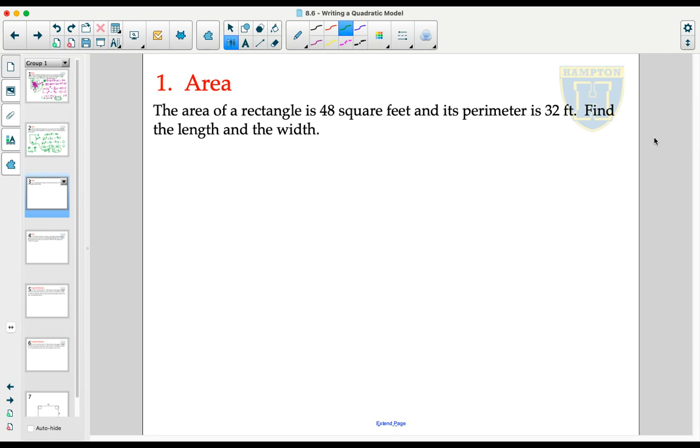The area of a rectangle is 48 square feet and its perimeter is 32 feet. Find the length and the width. We have answered questions like this in the past using systems of equations. We have two constraints that are required in order to solve a problem, and you solve the two of them simultaneously. We can write a quadratic model that allows us to engage in that same kind of thinking.